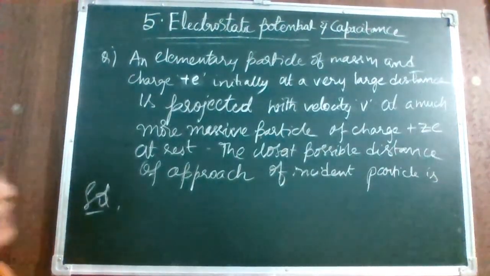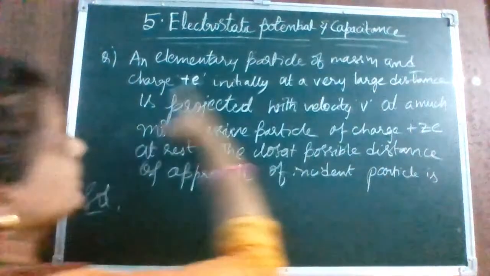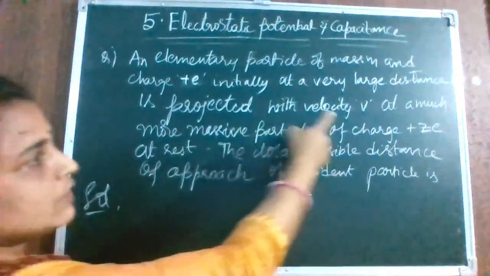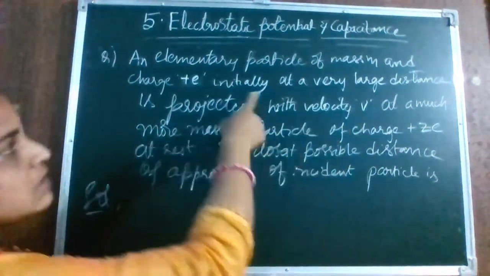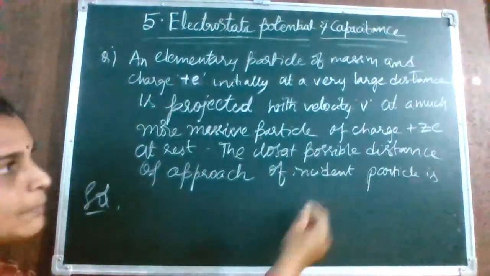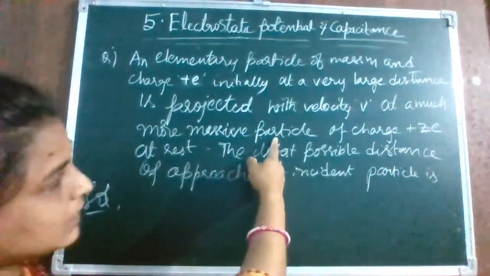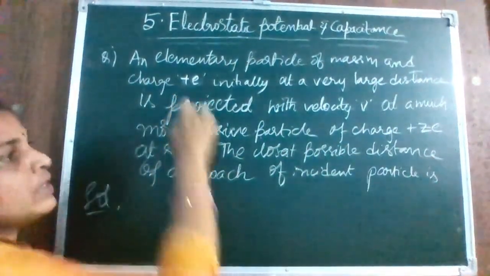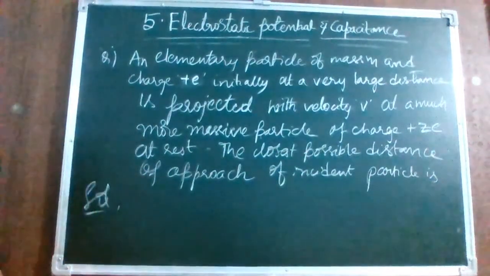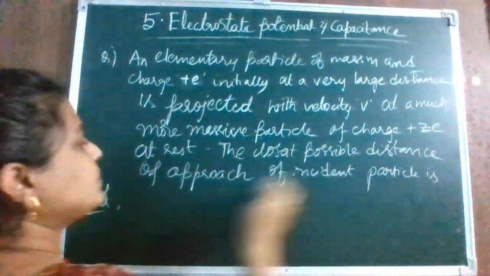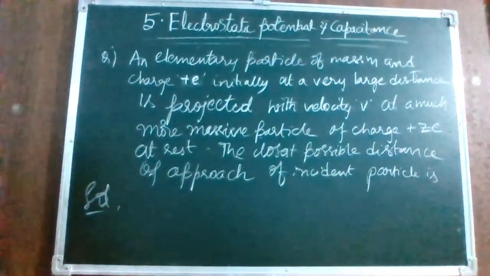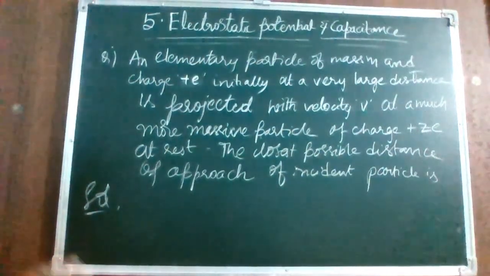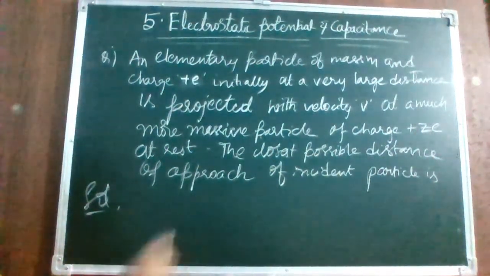See the question. An elementary particle of mass m and charge e, initially at a very large distance, is projected with velocity v at a much more massive particle of charge Ze, initially at rest. The closest possible distance of approach of the incident particle is asked. That means he asked for the closest possible distance of approach for that incident particle.